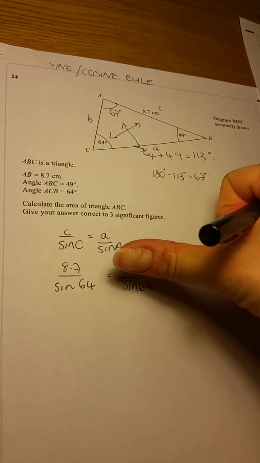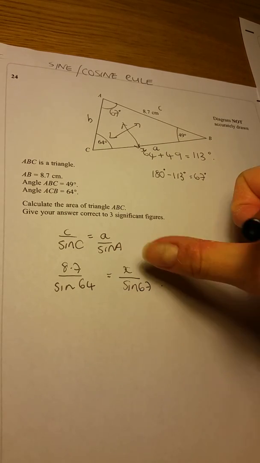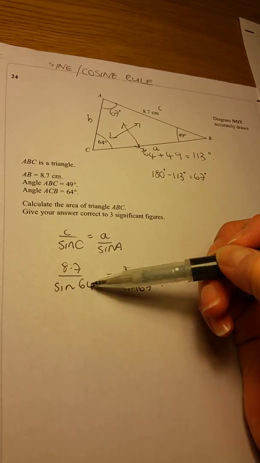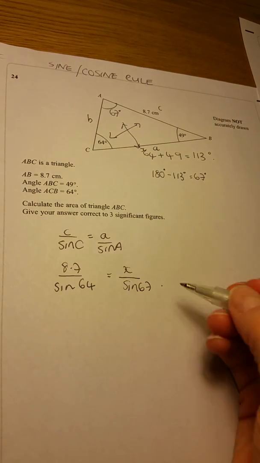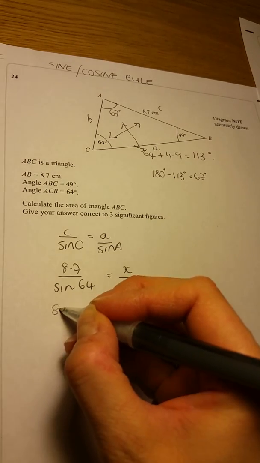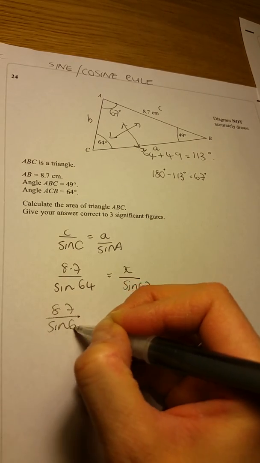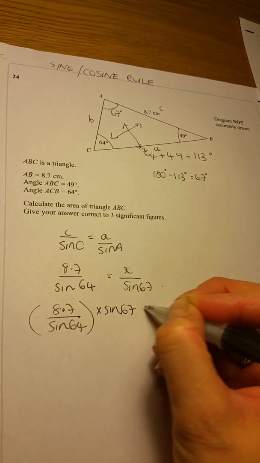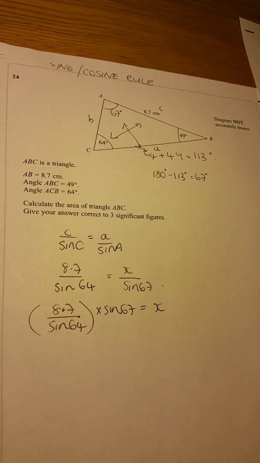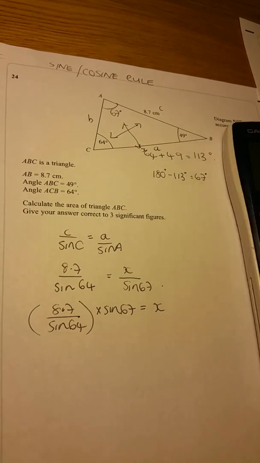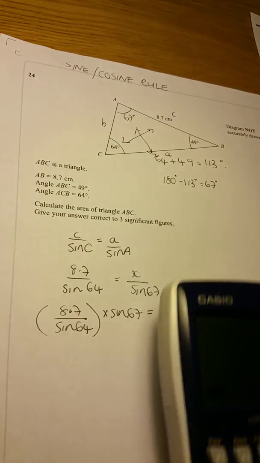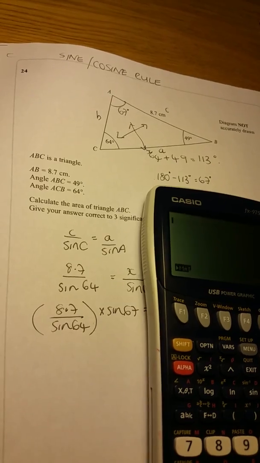Now you're trying to find X, so cover it up. What you need to do is get rid of that divide by sine 67. Now some people like to work this out first. It'll be a decimal. I'm going to do it in one go. So I'm going to say, right, this whole thing here, 8.7 times by sine 67 is equal to X. So I put that into my calculator. Make sure that it is set in degrees, not in radians. If you get some weird answer, you either made a mistake or it's in radians.